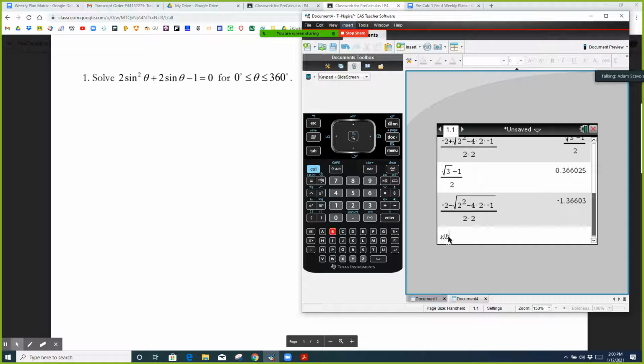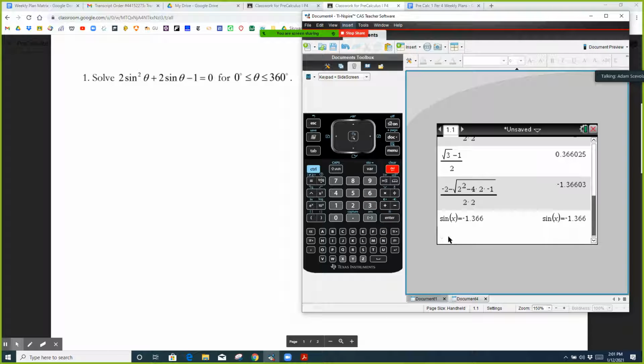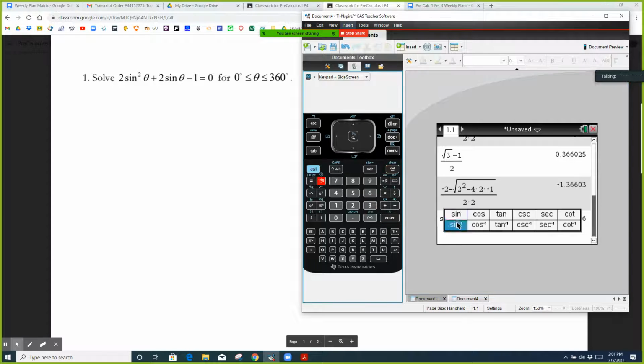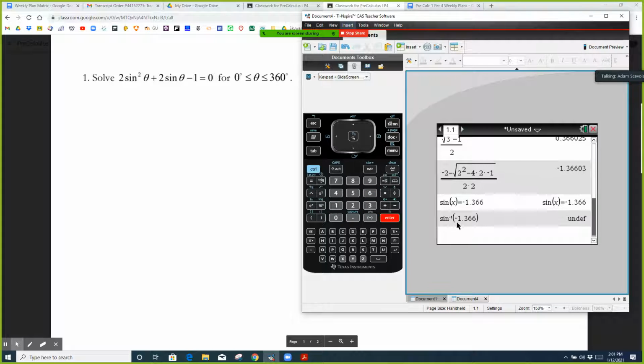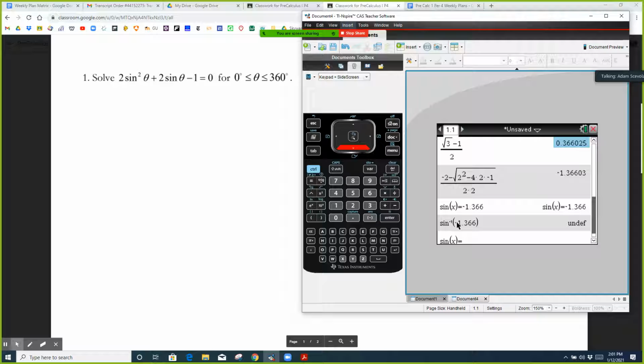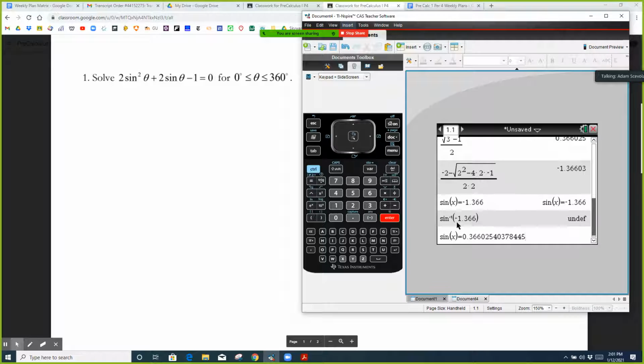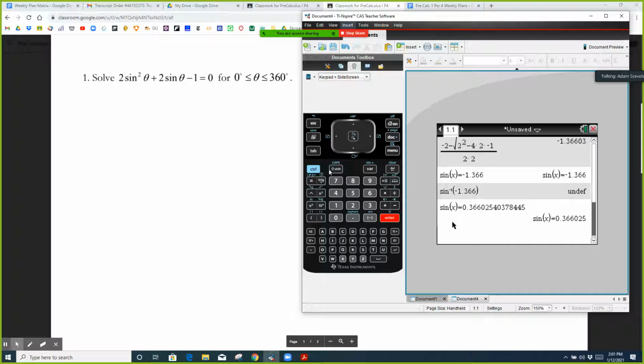And again, if I went to try to solve the sine of x is equal to -1.366, I would do the sine inverse of -1.366. It would tell me undefined, no solution, because there's nothing you can take the sine of to get anything below -1. Okay, so now I have to try to solve this. The sine of x equals the other value I got, 0.366025.